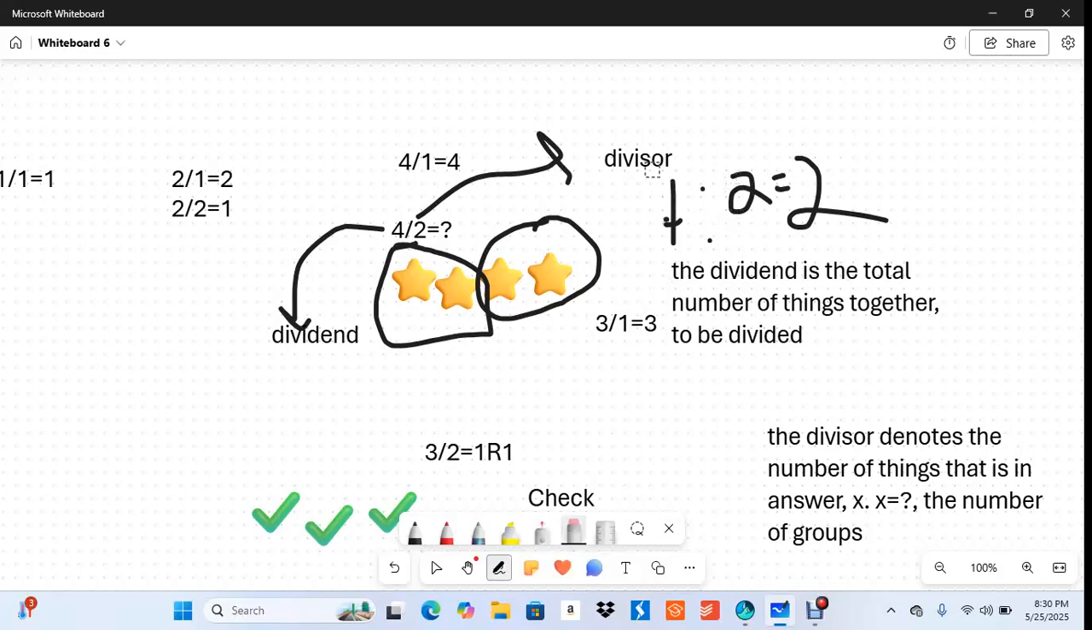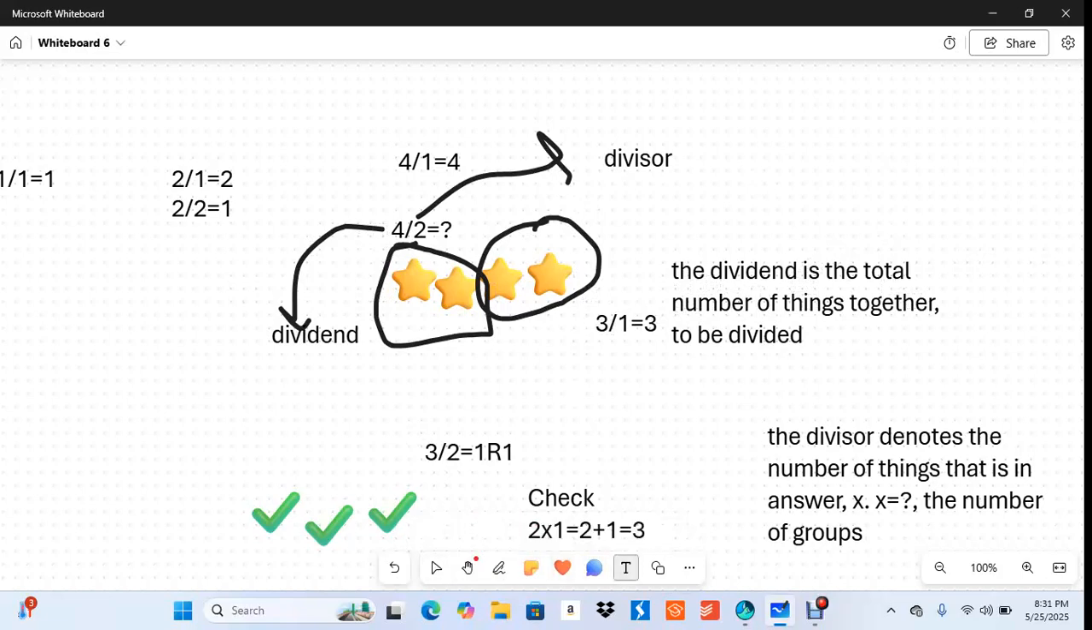Okay, and let's do 5 last. And I will make some room again. The dividend is the total number of things together to be divided. So taking that again, let's do 5 divided by 1. Again, same rule as multiplication. Any number divided by 1 is going to be the number that you are dividing. So 5 divided by 1 is 5.